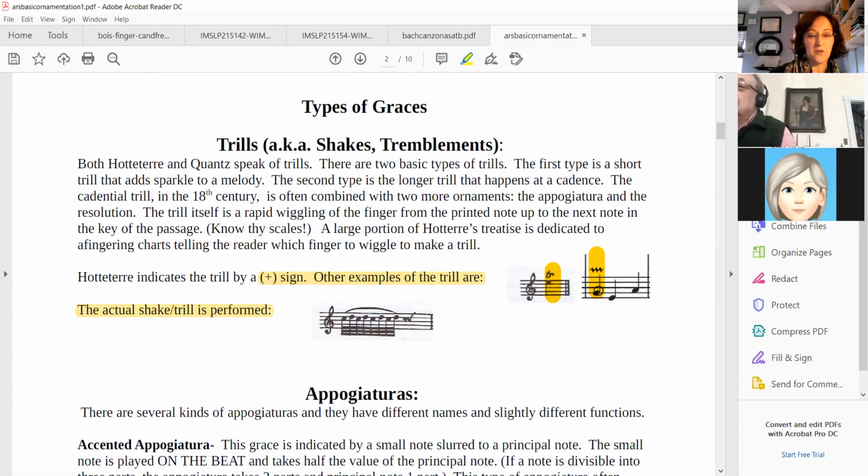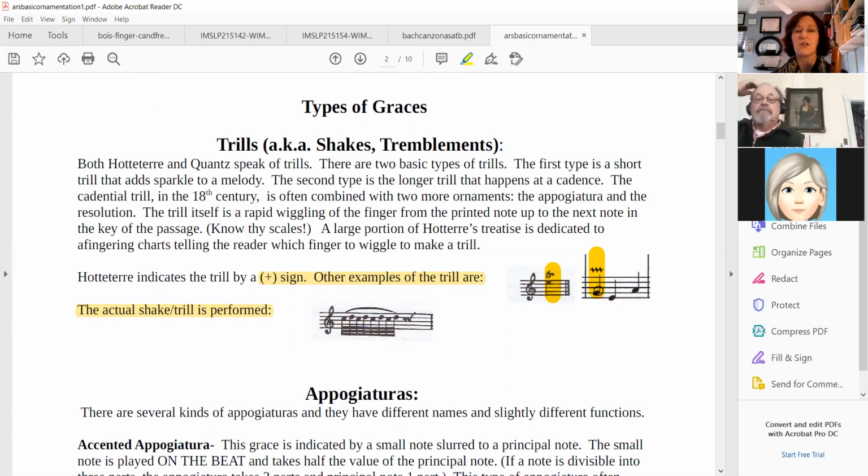And the trill is performed thusly. So I've got my handy dandy alto here. This is a C to D trill, and we just wiggle our finger as fast as we can from the note that's printed up to the next note in the scale. If anybody wants to try their trills, now's the time.